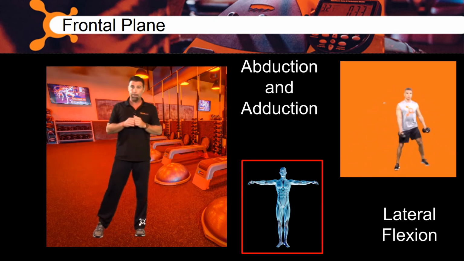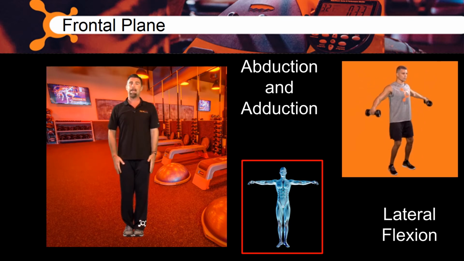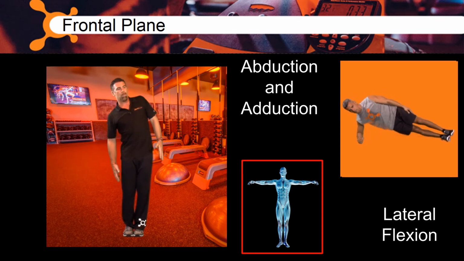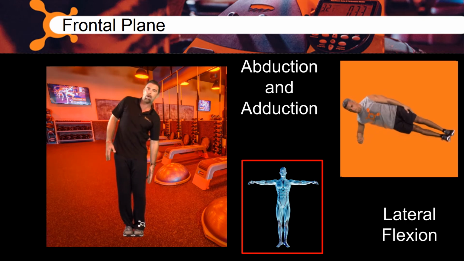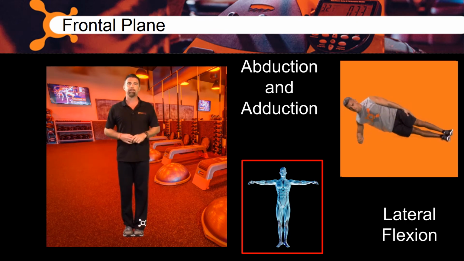Adduction and abduction of the hip. We can take it to the shoulder. Adduction and abduction of the shoulder. And then lateral flexion, once again, working parallel to this sliding glass door, for lateral flexion of the spine.